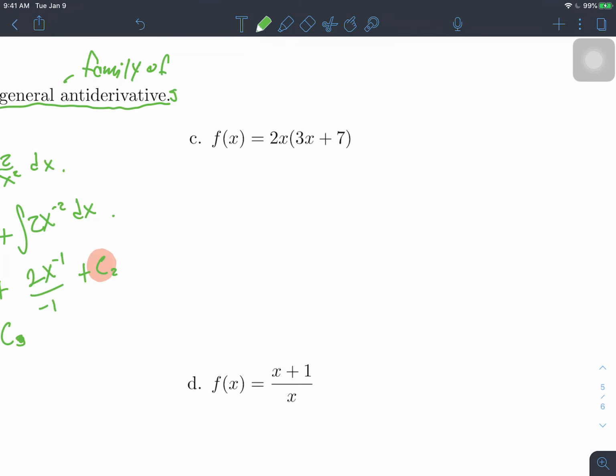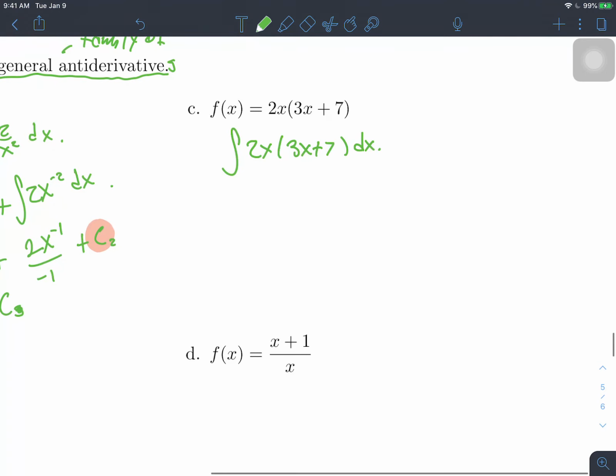Yeah, so let's try this one. So integral of 2x times 3x plus 7 dx. That's what we're doing. So I haven't really learned anything about how to do the antiderivative of a product of functions. Okay, so I should be cautious moving forward. However, what I could do is go ahead and distribute out this 2x here as 6x squared plus 14x dx.